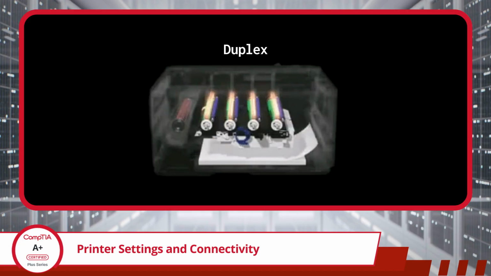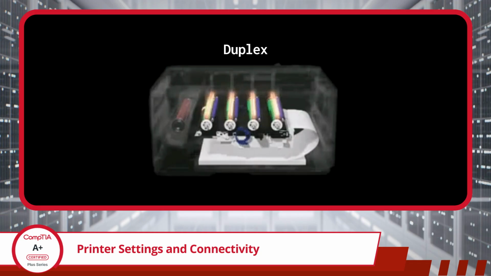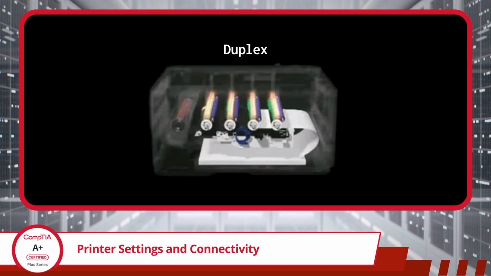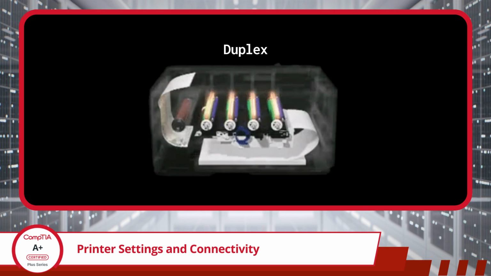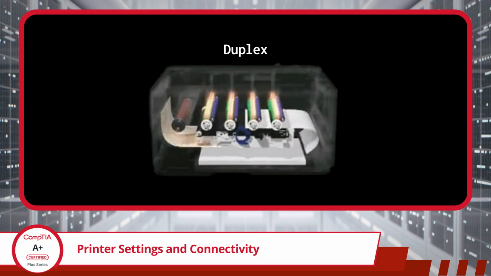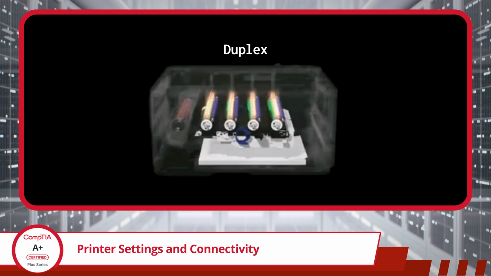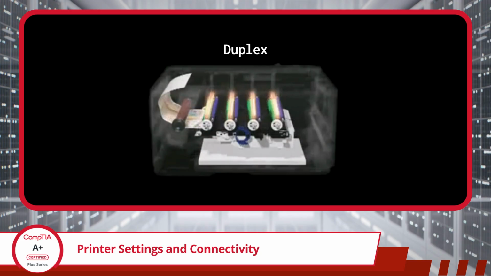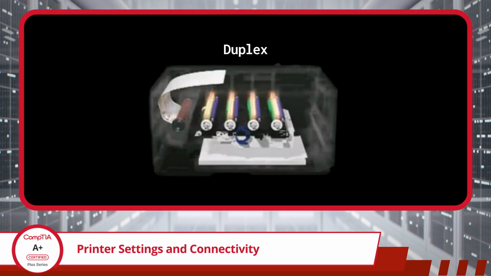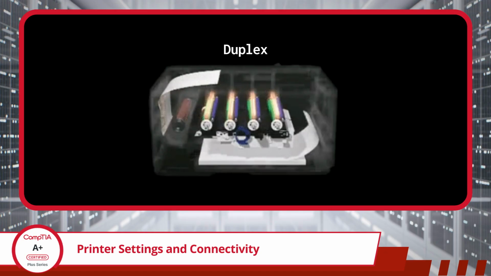In duplex printing, the printer is equipped with a mechanism that allows it to flip the paper over and print on the reverse side. This process typically involves two steps: printing on one side of the paper and then flipping it over to print on the other side. The benefits of duplex printing are multifaceted. Primarily, it significantly reduces paper usage, which translates to cost savings and environmental conservation. By utilizing both sides of the paper, duplex printing effectively halves the amount of paper required for printing tasks, making it an eco-friendly option for businesses and individuals striving to minimize their carbon footprint.